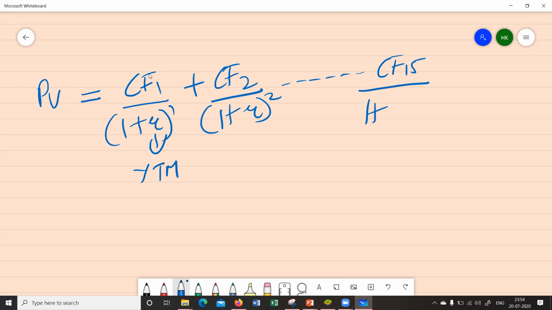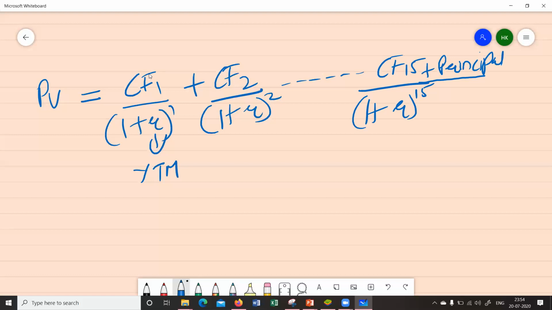And then we discount this by 15 years. Now, at the end of the tenure of the bond, we are not only going to get the coupon, but we are also going to receive the principal of the bond, which is 100 Mexican pesos in our case. And this is how the equation of the bond looks like.